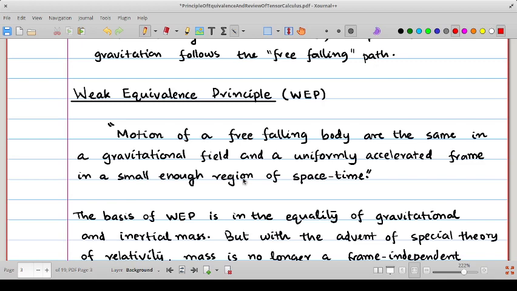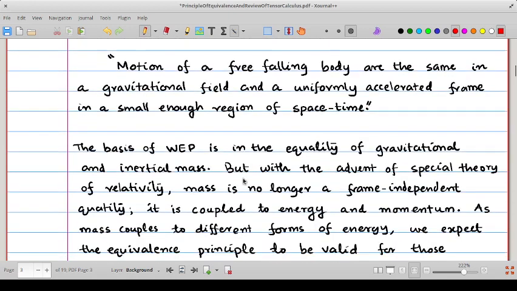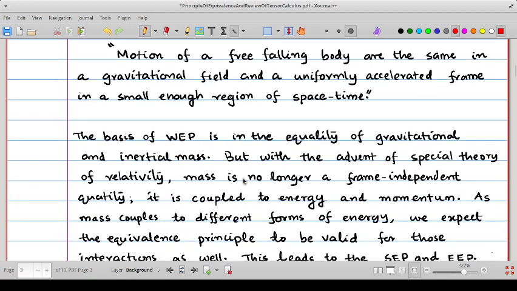So, the weak equivalence principle says that if one restricts oneself to the study of freely falling particles in small enough, that is infinitesimally small regions of space-time, then the observer will not be able to distinguish between the effect of a uniformly accelerated frame of reference and the effect of a gravitational field. So the basis of this is the equivalence of, or the equality of, the gravitational and inertial masses.